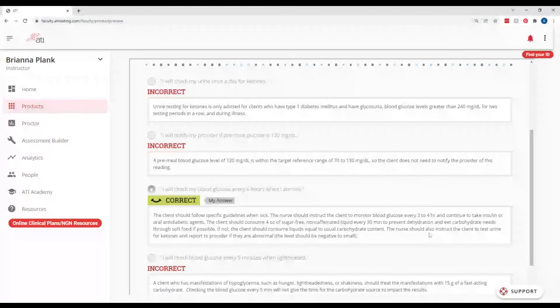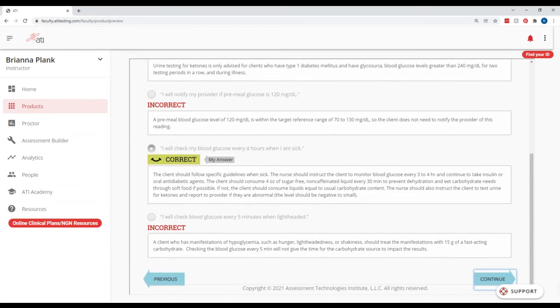Let's try C. So we're going to check urine for ketones when the patient is sick, like in our previous question, if you guys remember. If they're having high sugar and they're sick, we're going to want them to check for ketones, or not necessarily sick, but if they start having high blood sugar readings, we need to know if they have ketones in their urine.